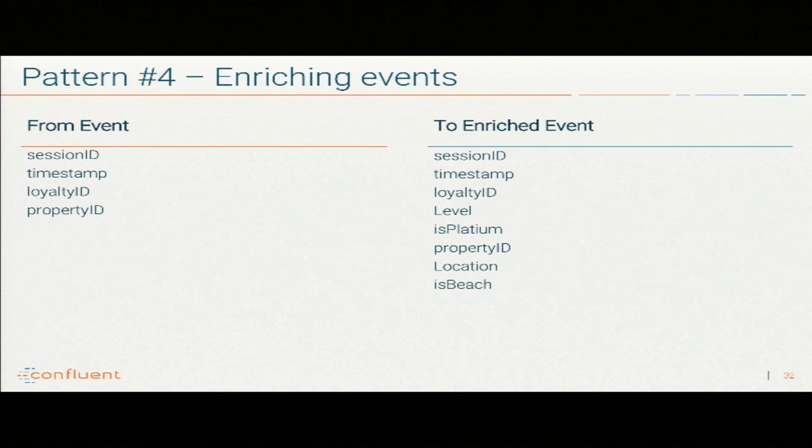If you are from the data warehouse world, we're talking about a fact table. It's kind of like a fact table, right? The main stream of events with the page views, and then slowly changing dimensions about the properties and the locations and the different loyalty ID levels.